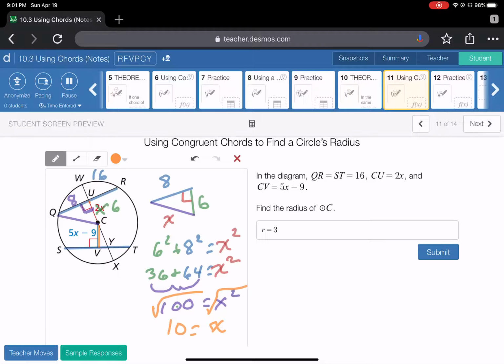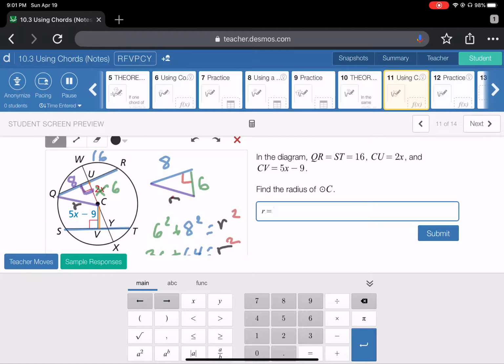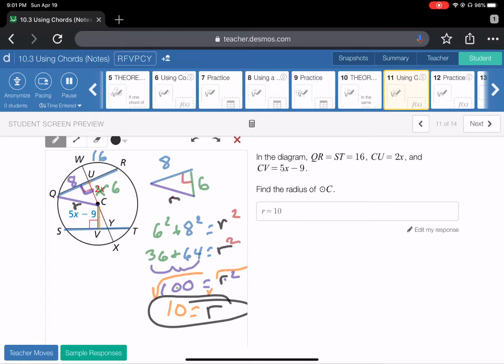So actually, we should have called this something different instead of x, because we're not looking for x, we already found x. So that's one of the mistakes of the video. There's always one. We're going to change that to be an r, because that's the radius. So r squared, r. So r is equal to 10. So that is exactly what we're looking for. We're looking for how long the radius is. So our radius is actually 10.